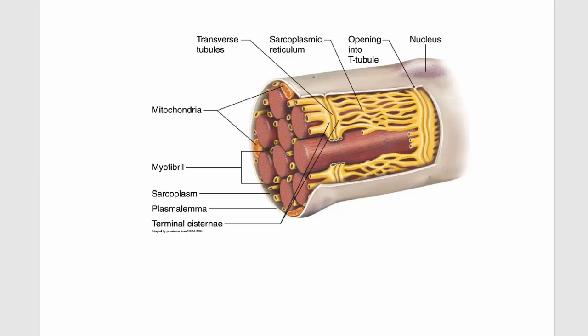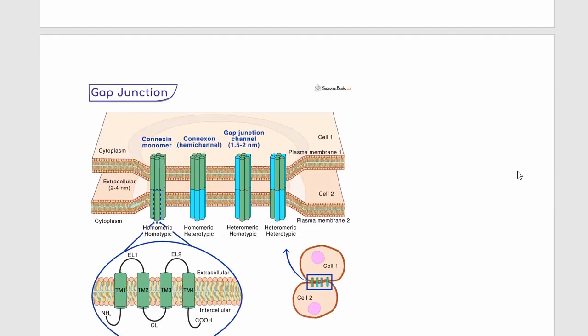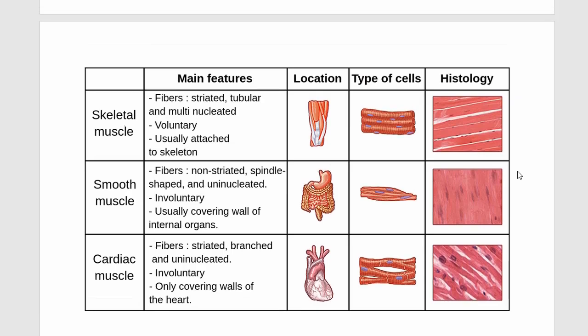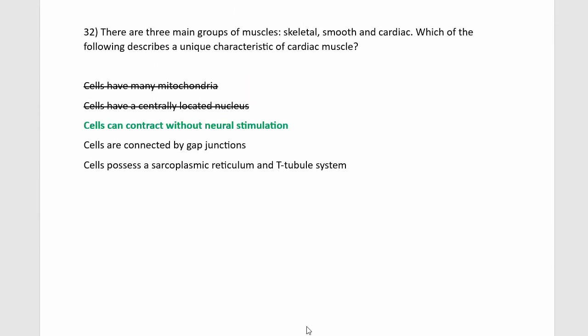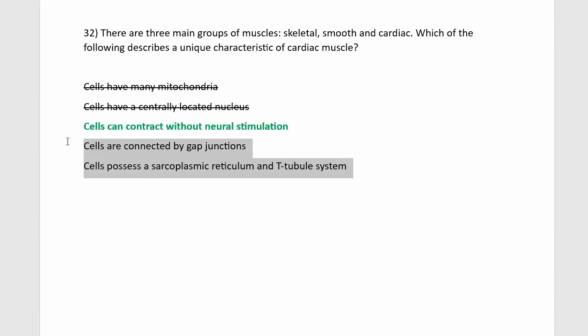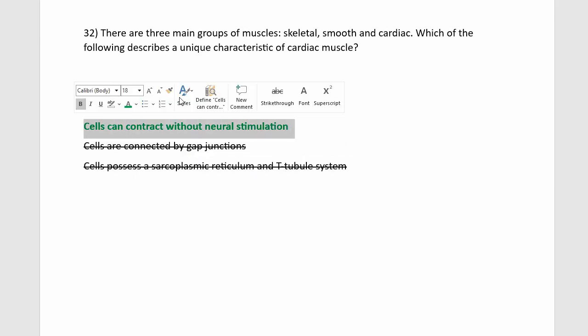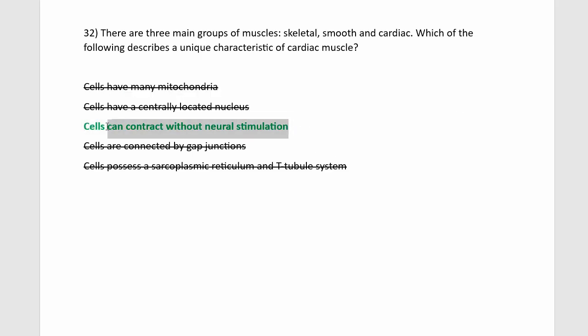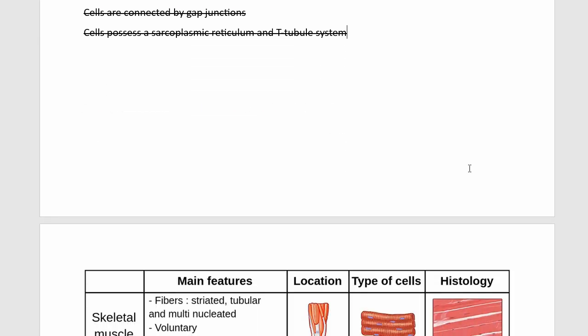So again, all of the muscle needs to be acting as one unit. It's important in both cardiac muscle and skeletal muscles, not so much in smooth muscles. But this is not a unique characteristic. They are present in both. So the only one that is a unique characteristic of just cardiac muscle cells is that they can contract without neural stimulation. Right.